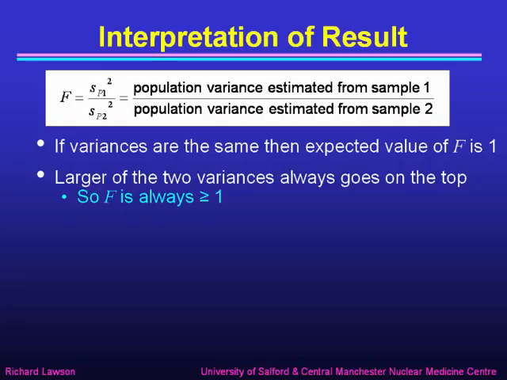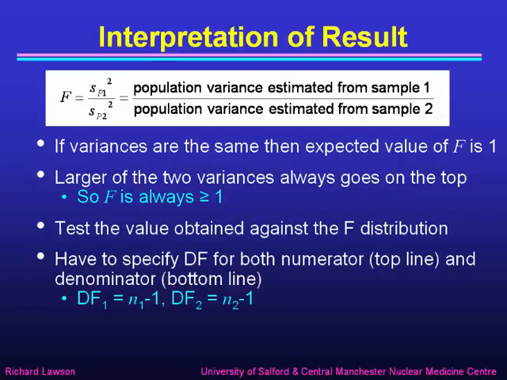So conventionally, we always put the larger of the two variances on the top of the equation. So by definition, F must always be greater than or equal to 1. It can't be less than 1, because to have a value of F less than 1, we would have to have a smaller number on the top than the bottom, and by definition we always put the bigger number on top. That means that we can test our calculated value of F against the F distribution, where the expected value is going to be 1.